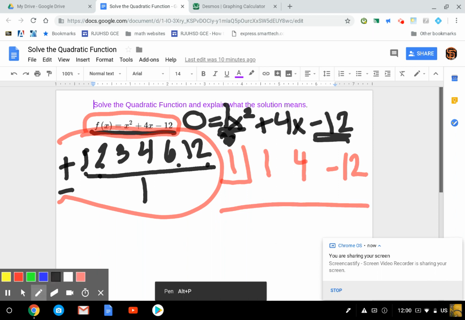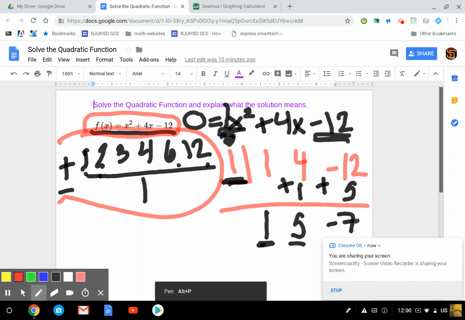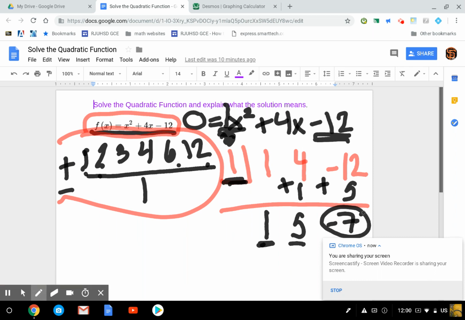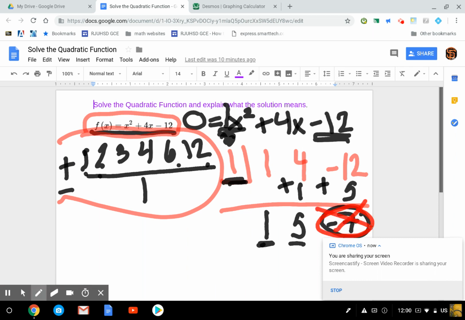Now to solve, the first thing you're going to want to do is bring down that 1. Now you're going to take the number down here and multiply it by the number you have in your little box. 1 times 1 is 1. You're going to add these two together, which makes 5. Multiply 5 by 1, 5. Add these together, you get negative 7. Now, I know that 1 is not going to be one of my roots because this number right here was not 0. If it's going to be a root, it's going to have a 0. I know 1 does not work.